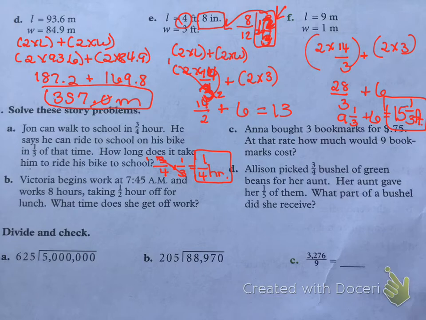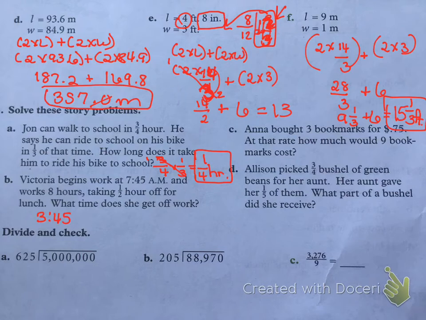Okay? All right, Victoria begins work at 7:45 a.m. and works 8 hours, and she only takes a half an hour off for lunch. What time does she get off work? All right, well, let's go up 8 hours from 7:45, and then we'll subtract 30 minutes. Okay? So here we go. So 7:45 to 8:45 is 1, 9:45, 10:45, 11:45, 12:45, 1:45, 2:45, 3:45 is 8 hours.